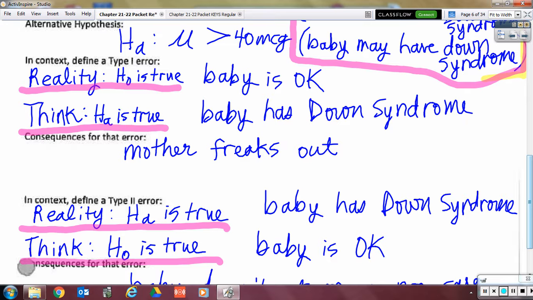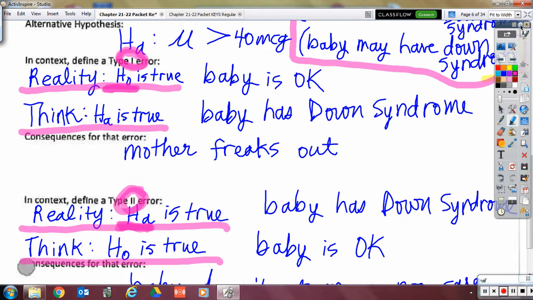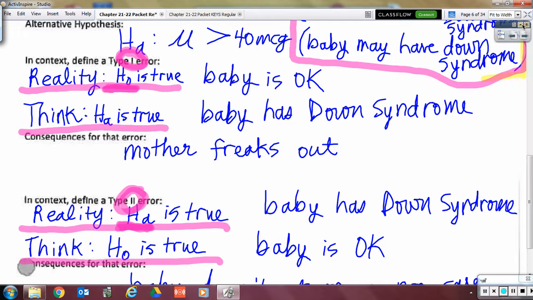Okay, you ready? On type 1, which one is the real true? HO is the real true, but we think HA is true. On type 2, which one is the reality true? The second one, HA is true. So type 1, the reality is HO is true. Type 2, the reality is HA is true. I think that's going to organize it for you. Let me say it one more time. Everybody, let's get this thoughts organized. One last time.